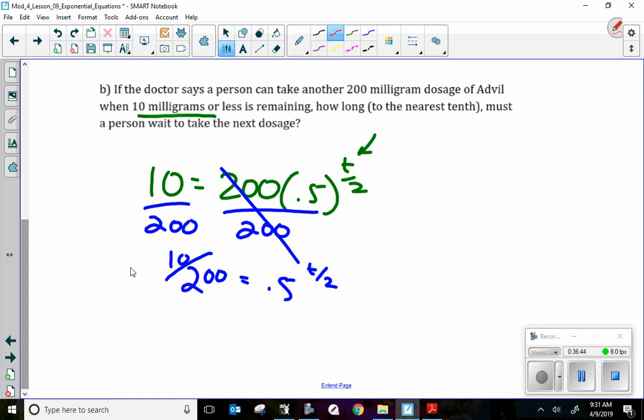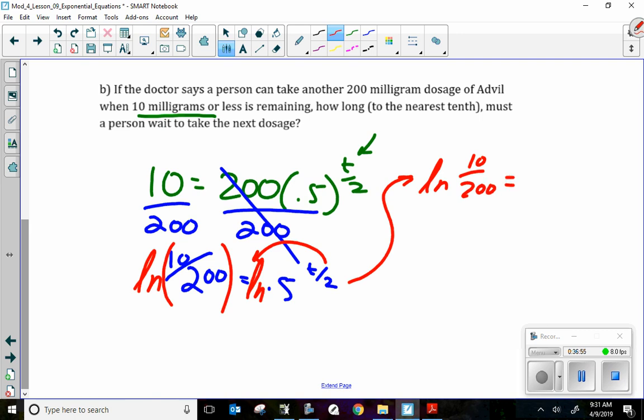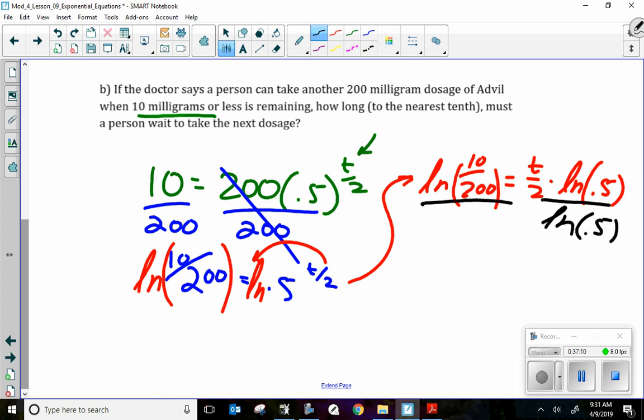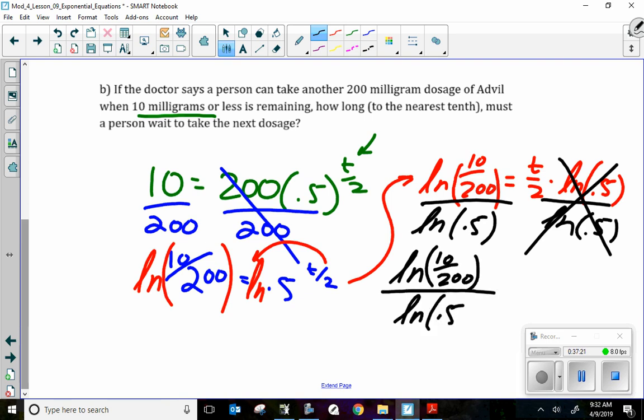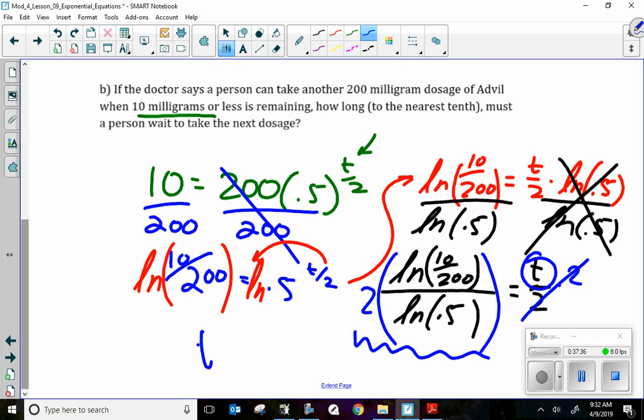If I take the natural log of both sides, my exponent comes down. So I've got the natural log of 10 over 200 equals t over 2 times the natural log of 0.5. Now I'm going to divide both sides by the natural log of 0.5. Now I've got the natural log of 10 over 200 all over the natural log of 0.5 equals t over 2. And the last thing I need to do is multiply both sides by 2. So I put this whole thing, which equals t, in the calculator.